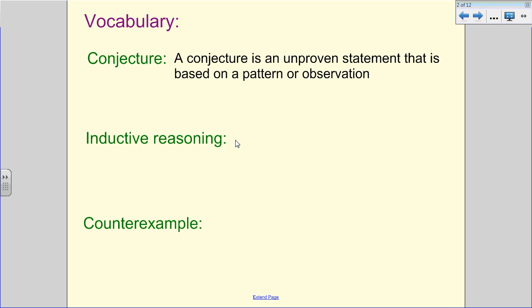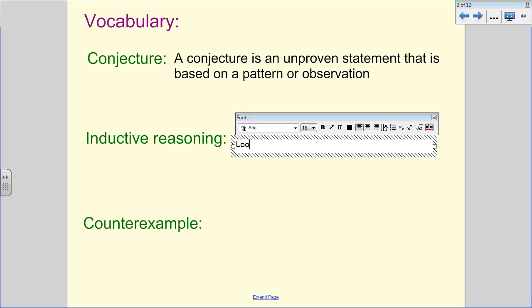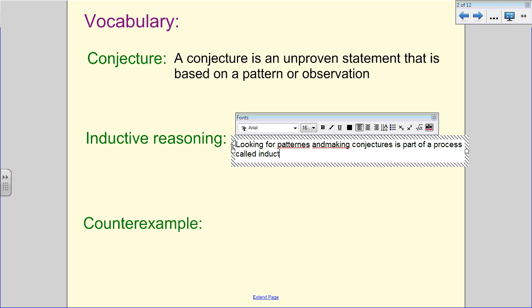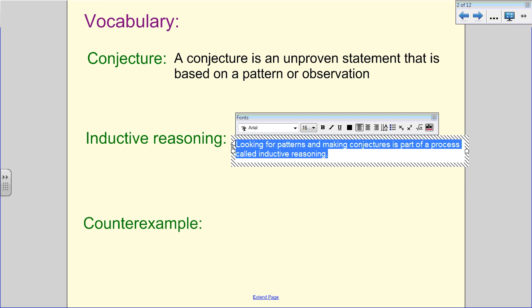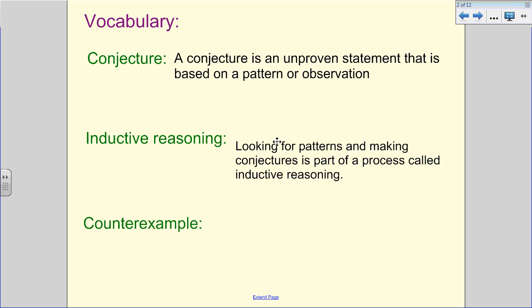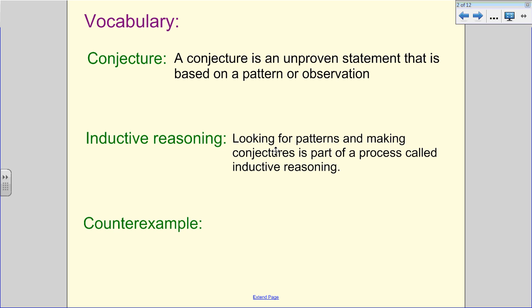Inductive reasoning, when we use this inductive reasoning, we're looking for patterns and making conjectures. That is part of a process called inductive reasoning. So when we look for patterns in things, kind of like when we were playing two truths and a lie, I was looking for patterns and I made conjectures. I made a guess. And that was called using inductive reasoning.